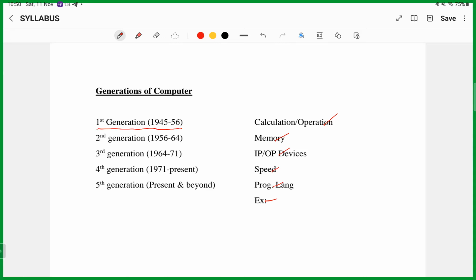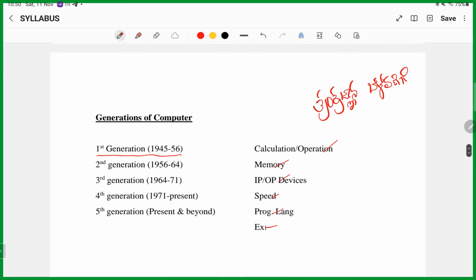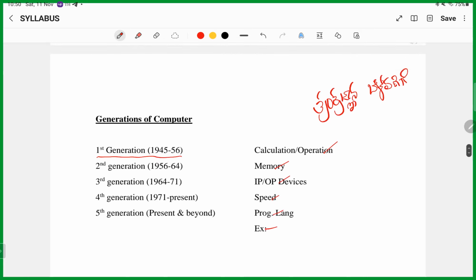Getting it, guys? Okay, yeah. Generation is the advancement of technology. Right on. Generation is an advancement of technology. It's nothing but technological advancement in Kannada. There's some problem with this pen.